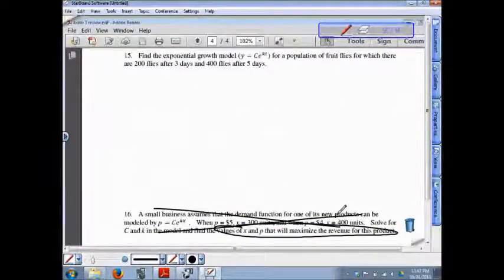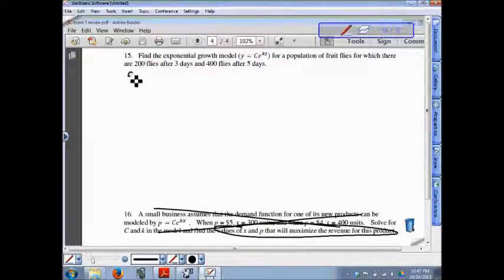We need to make an equation in the form y equals c times e to the kt, where c represents an initial population, k is the factor of growth, or the growth factor, t represents time. We do need to find values of c and k. That's our first task.